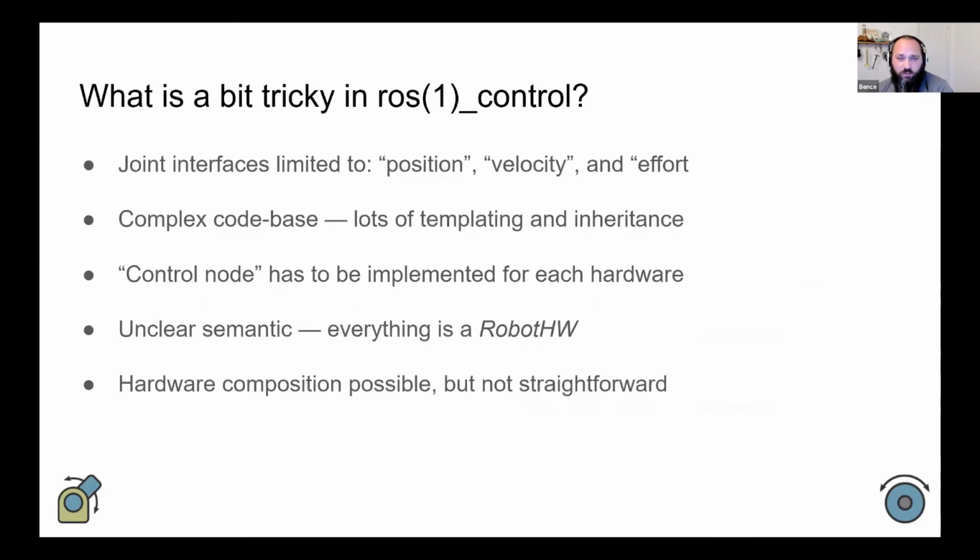All right, so what was tricky, or what is still tricky in ROS control? And why did we decide to start re-implementing the framework? One of the things that we encountered fairly early is that as soon as someone wants to go a little bit beyond this trio of position, velocity, and effort, they can't. These are the three joint interfaces that are supported by ROS in general. The joint states message, for instance, only has fields for these three.